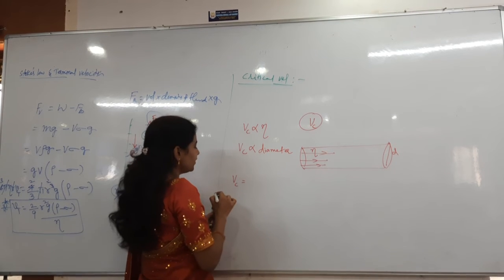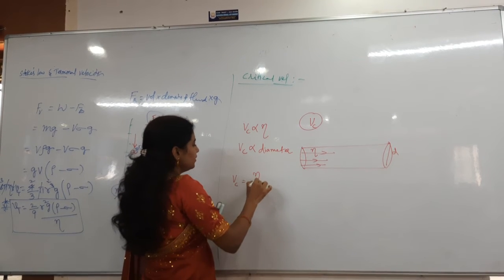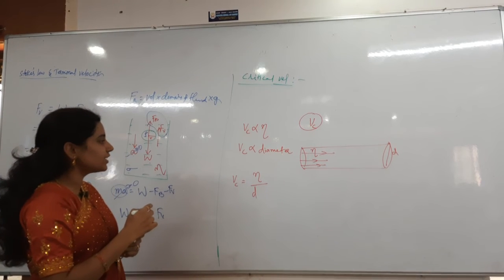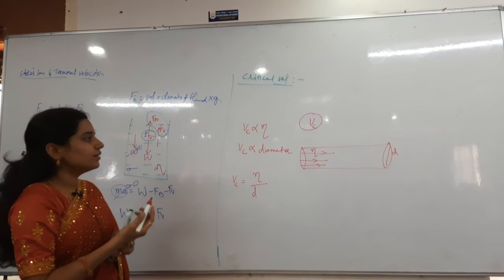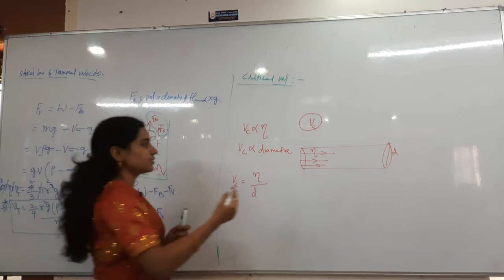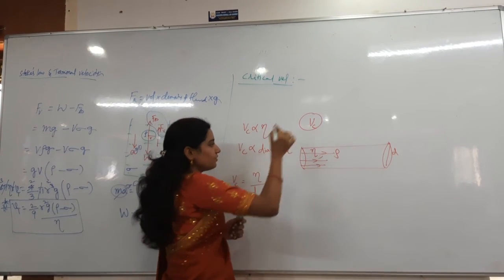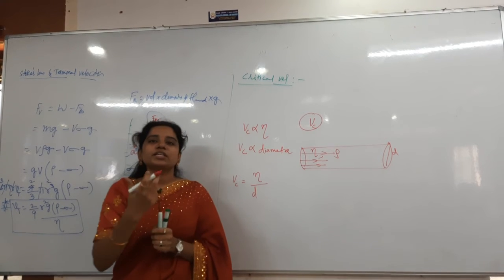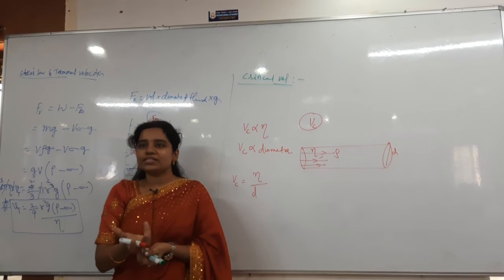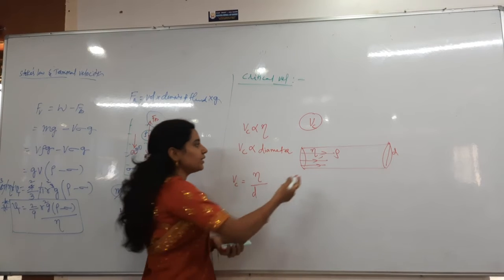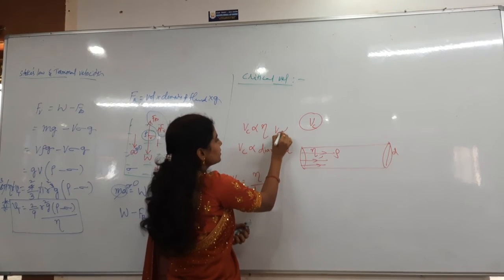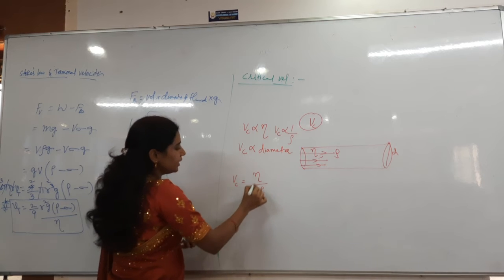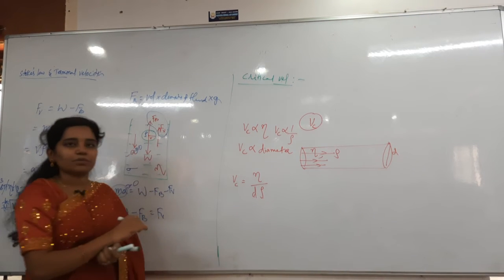So Vc is equal to, what is the formula you will get? Eta by d. One more thing will be there. It will depend on one more thing. What is that? Density, yes, very good. Density of the fluid. If the density is more, the velocity will automatically decrease, so it is inversely proportional to the density. So what will we get here? Vc is equal to eta by density into the diameter.